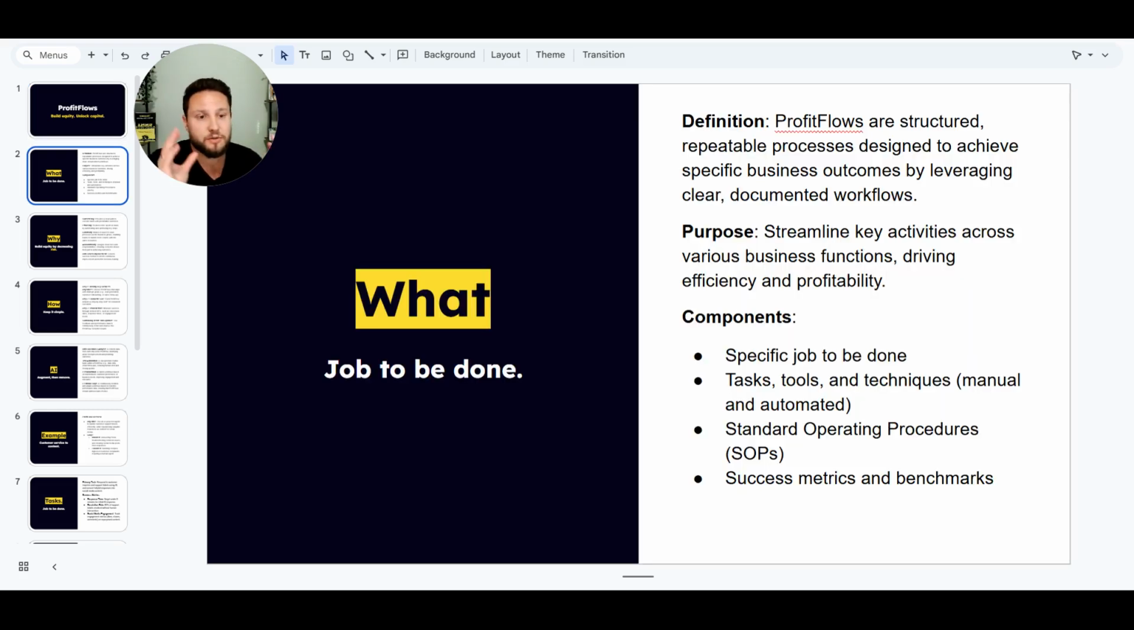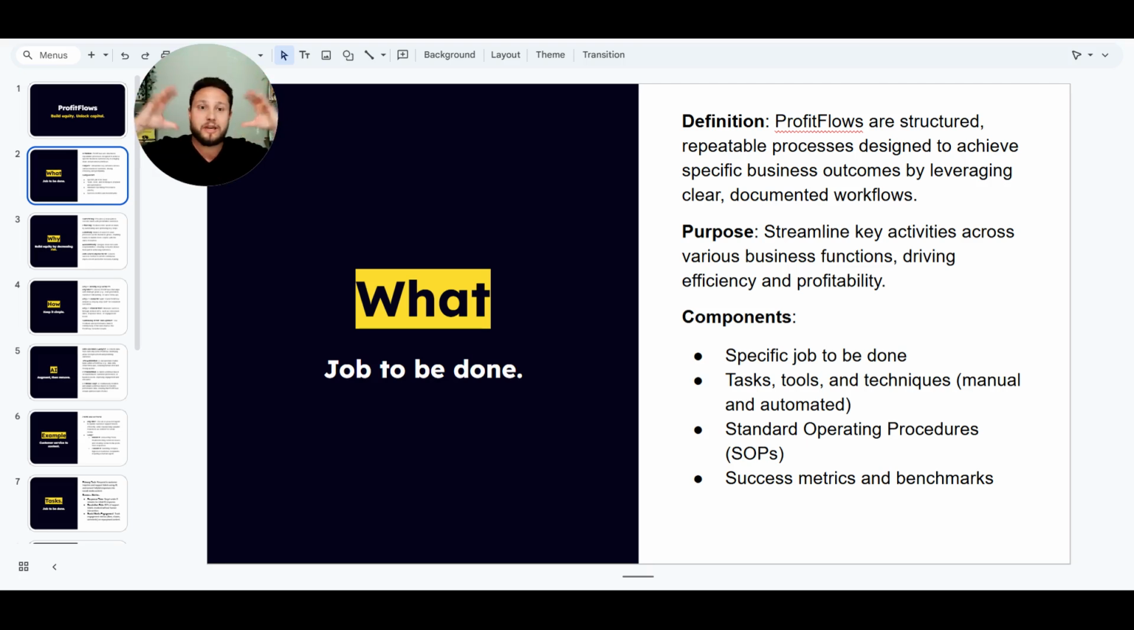So when we jump into it, what are we even talking about when we say a profit flow, right? It's really the job to be done. So when we're talking about a profit flow specifically in your business, think of it almost like a job to be done. If you were to define something that needs to be accomplished inside of your business, right? So truly a specific job that needs to get done inside your business.